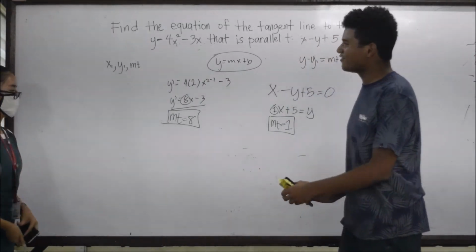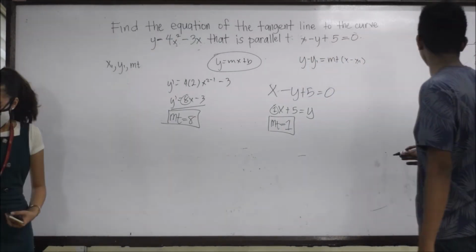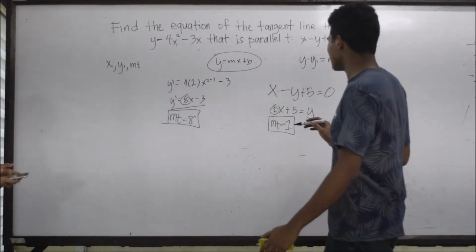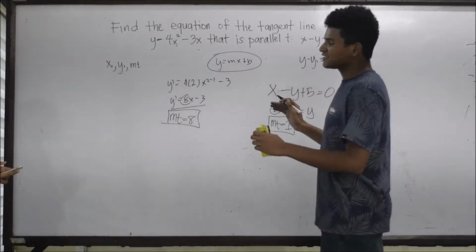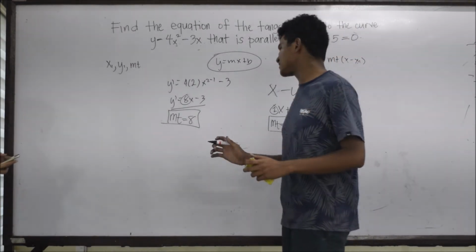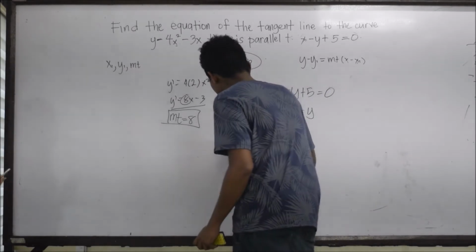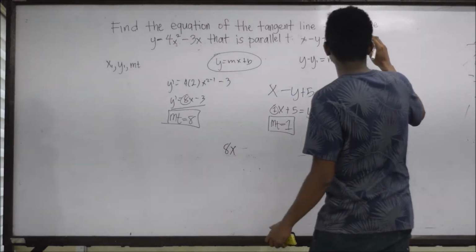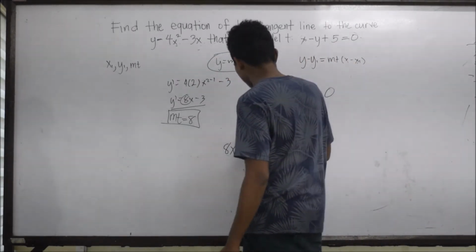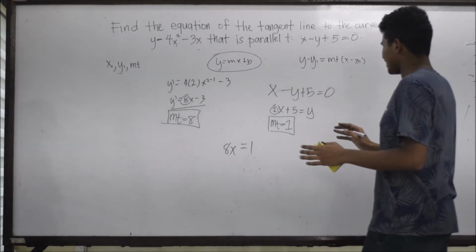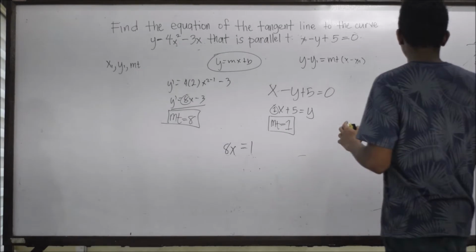So now that we found the slopes of the two equations, the rule of parallel lines is that the two slopes are equal to one another. So the slope of the tangent line would go as 8x, while the slope of the line is equal to 1. So the next step is we're going to find the value of x.